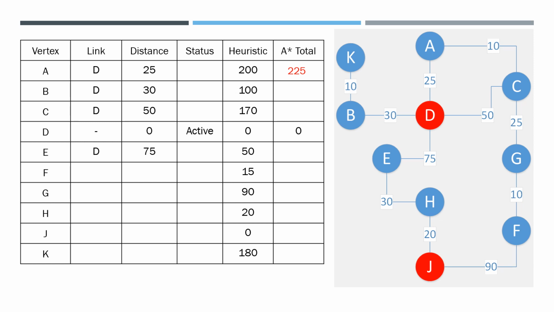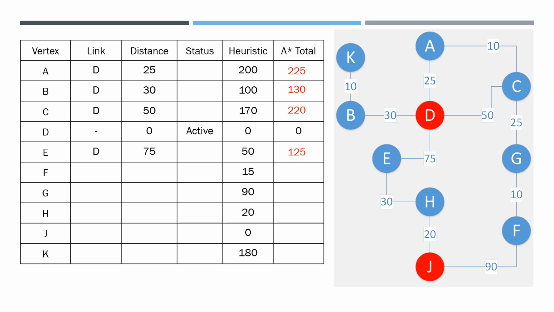So A, because it's a long way from our target, it's right at the other end of the map from our target, it ends up with a big A star total. B similarly ends up with a total of 130, and C with a total of 220. That's the distance 50 and the heuristic 170 gives us an A star total of 220. Whereas E has an A star total of 125. The distance 75, the heuristic 50 gives us a total of 125.